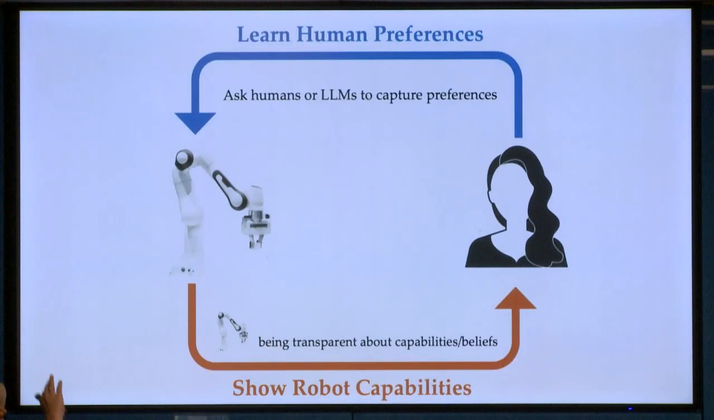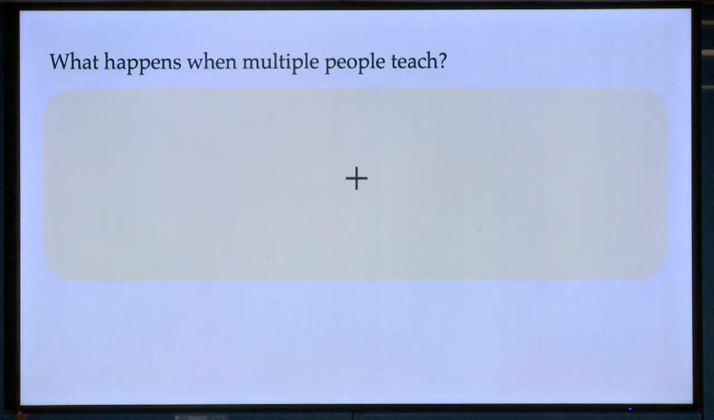So we talked about this idea of asking humans and asking large language models to capture human preferences. I want to very briefly talk about closing the loop a little bit on this topic, which tries to get the robot to also be more transparent about what it needs and why it needs it. So I have a few slides around this. Let me talk about this last part of this middle section.